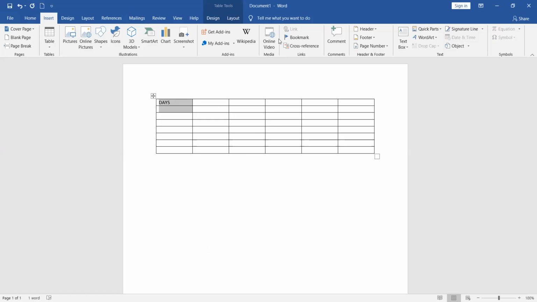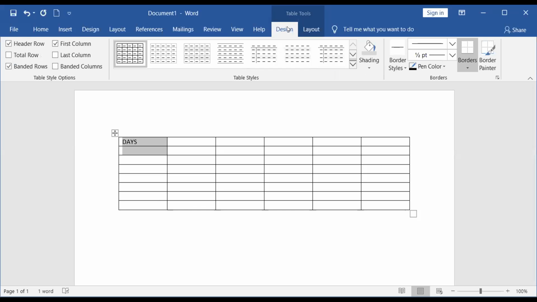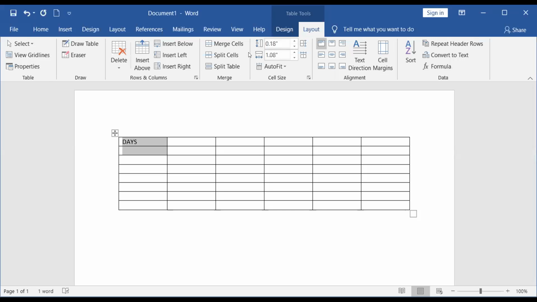I just need to stop sharing for a minute so I can see my toolbar here. You could probably see here. I could go to layout here on this, hold on. On layout, you will see an icon there called merge cells.